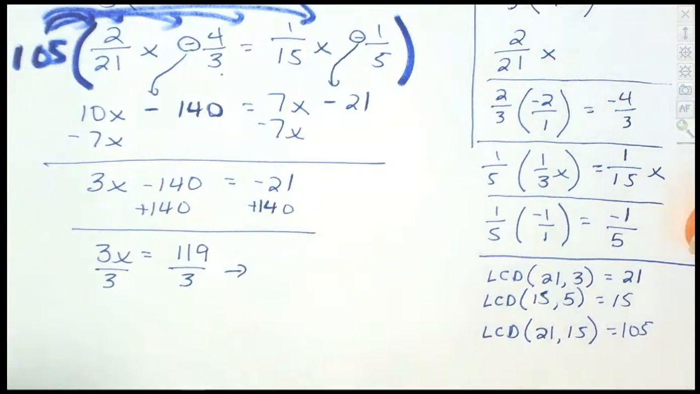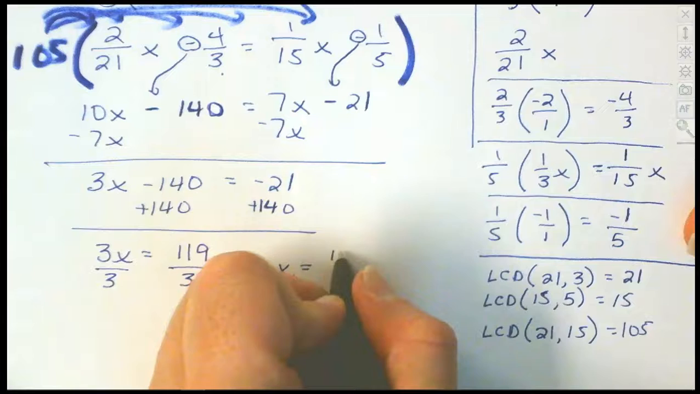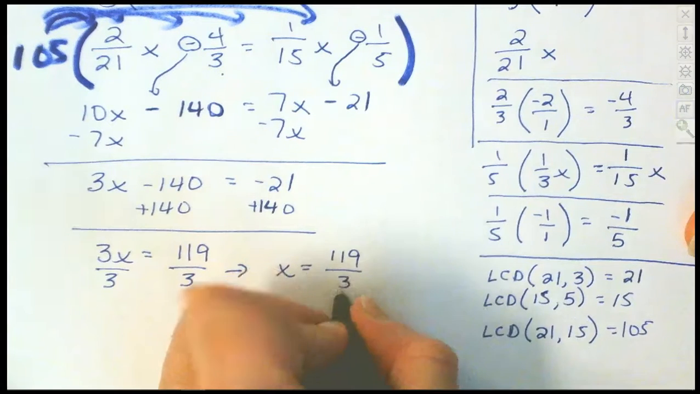I don't think that we'll reduce it down, but let's double check and make sure. Nope, it's not going to reduce down any. So what's my x going to now be? 119 over what? 3.